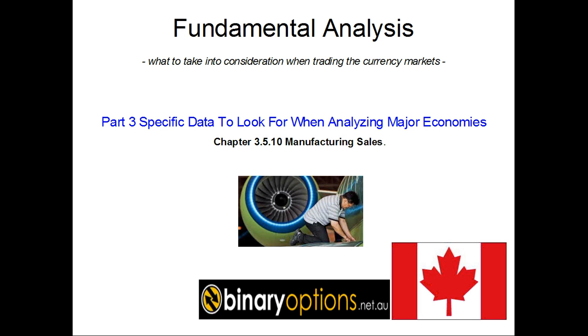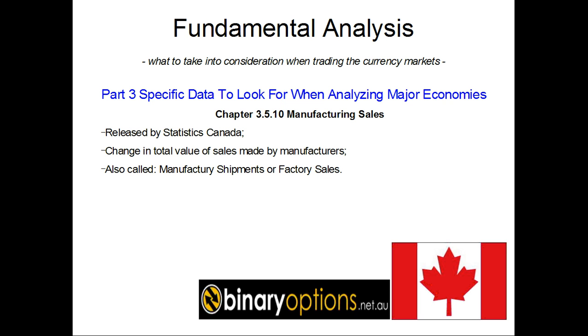The most important things to take into consideration when looking at the manufacturing sales indicator in Canada are the following. The release date is monthly, about 45 days after the month ends. The release time is 12:30 GMT during the North American trading session. It is a second tier data, and you are looking for the actual to be higher than the forecast, and that would be positive for the currency. And if the actual is lower than the forecast, this should be viewed as negative for the currency.